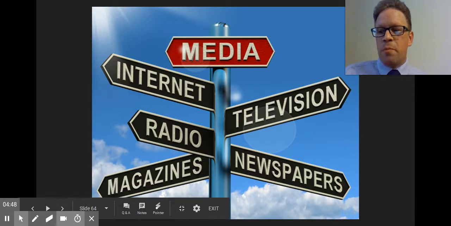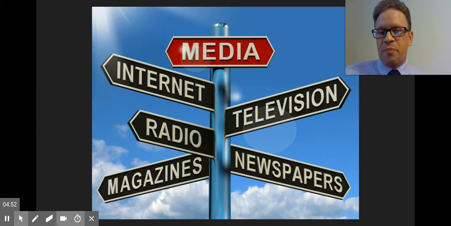Oftentimes, the media plays an important and major role in the American political process, especially in elections. The mass media is a means of communication that reaches large, widely dispersed audiences simultaneously, which include television, newspapers, magazines, radio, and also the internet. People acquire most of the information they know about government and politics from the media.